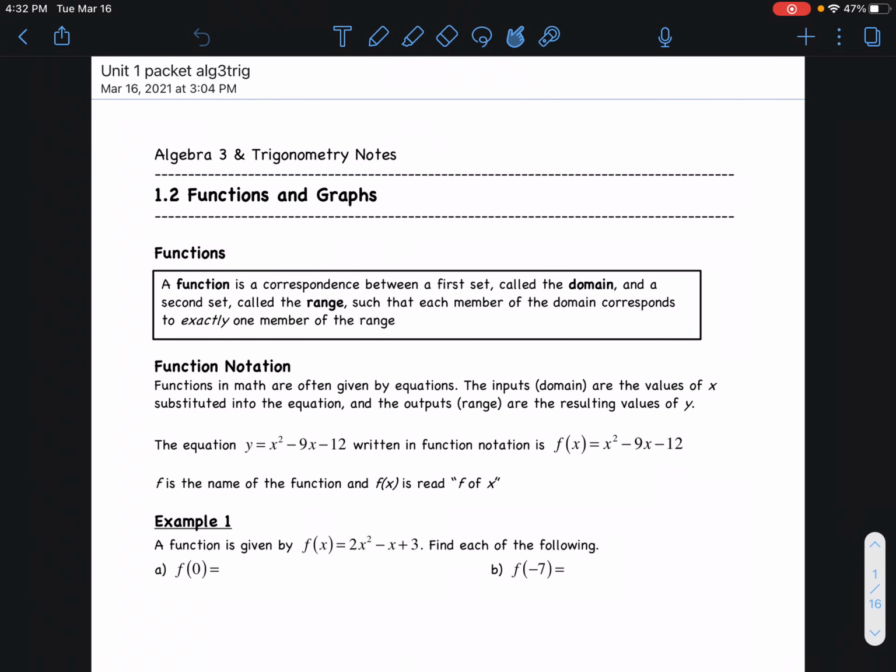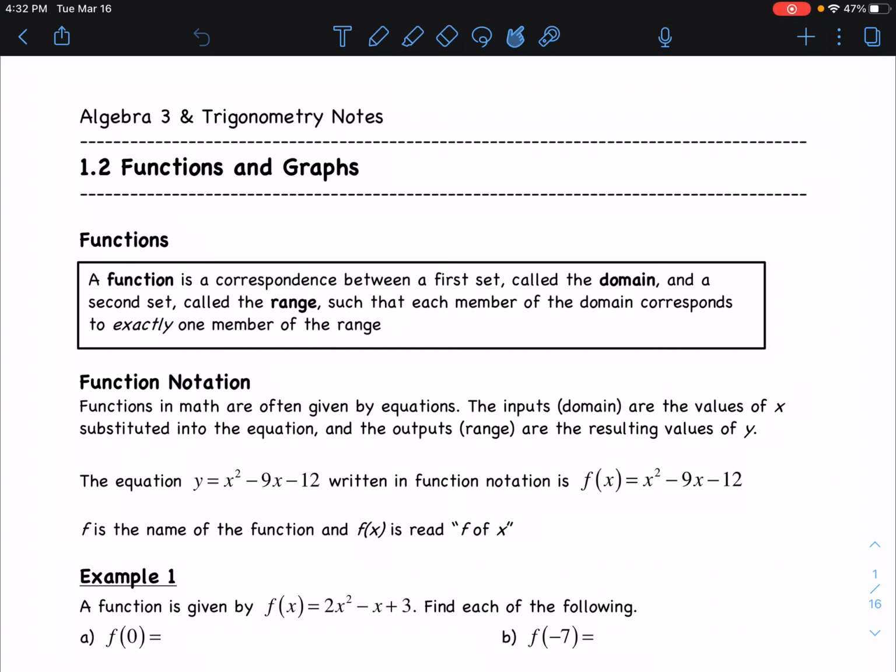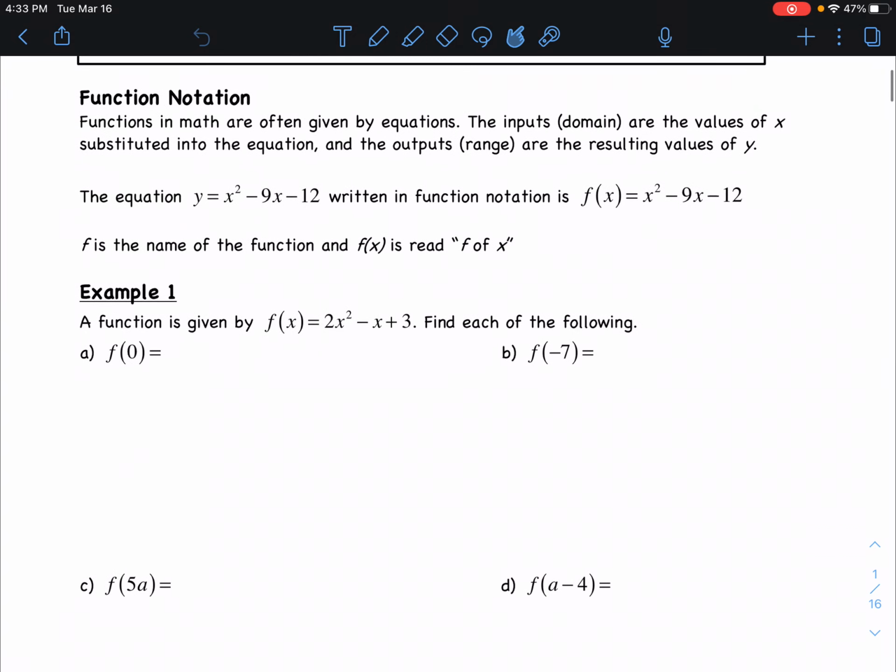A function is a correspondence between a first set called a domain and a second set called the range, such that each member of the domain corresponds to exactly one member of the range. We'll talk more about functions in the second day of videos here. All right, so functions in math are often given by equations. The inputs, also known as domain values, are the values of x substituted into the equations, and then the outputs, also known as range values, are the resulting values of y. So we're often plugging in x to figure out what the y is.